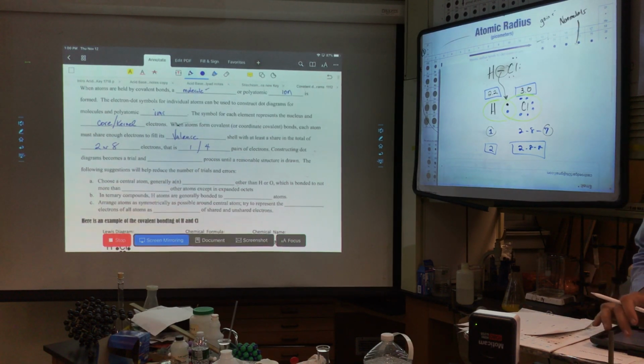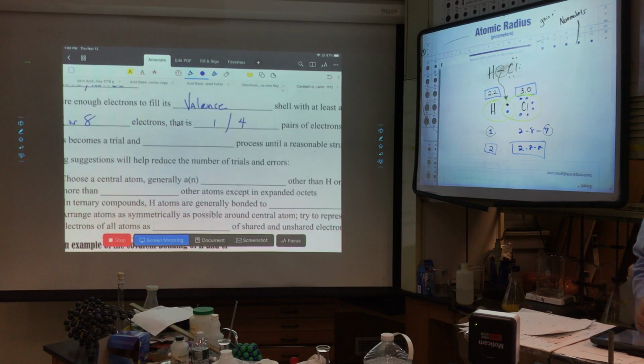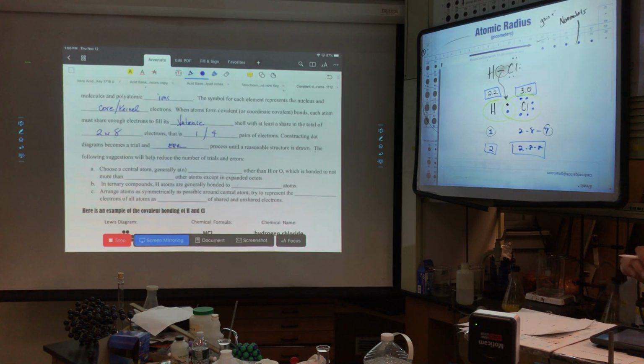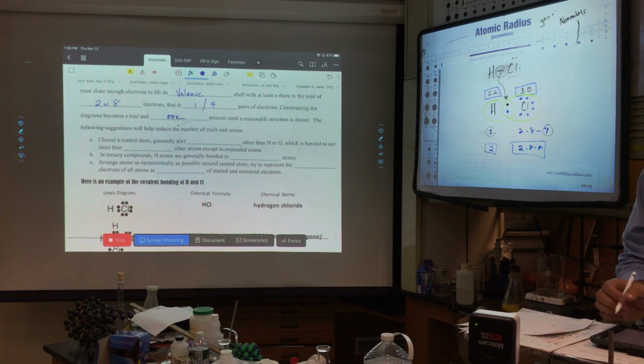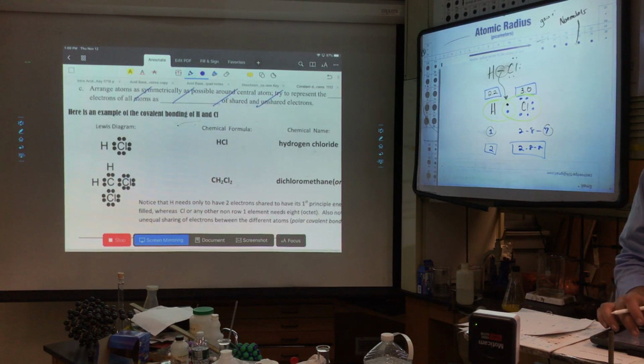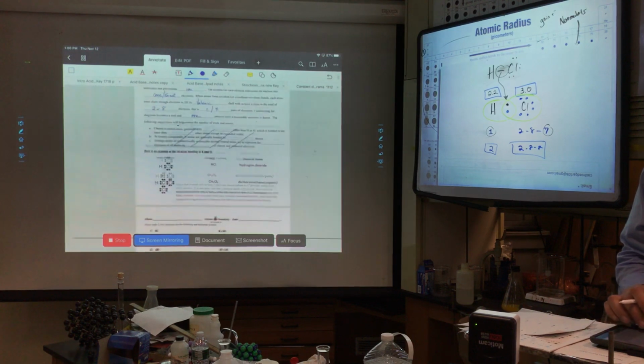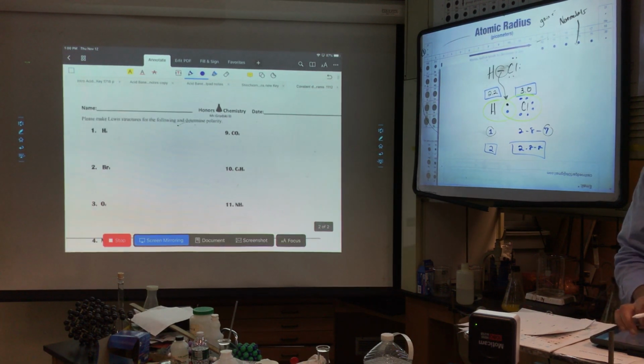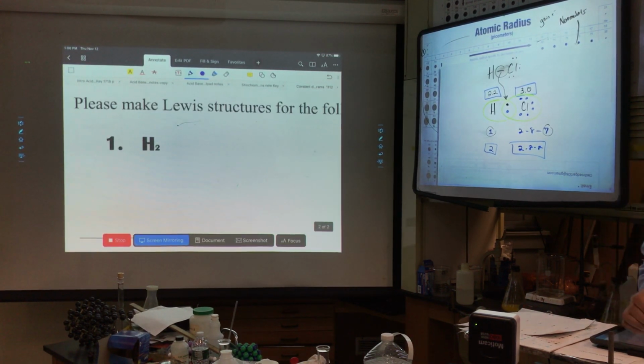Okay, constructing dot diagrams becomes trial and error. We're going to do that in a second. Process until a reasonable structure is drawn. The following suggestions will help reduce the number of trials. Okay, I don't care about that. So we just did hydrochloric acid, and here's another one. Let's go on to these together. I'm not going to do the whole worksheet together, but I'm going to do many of these.